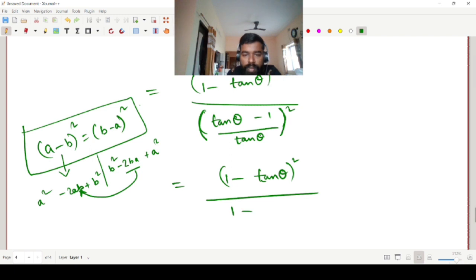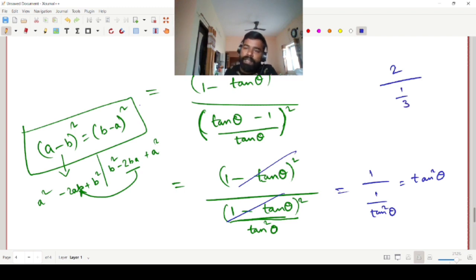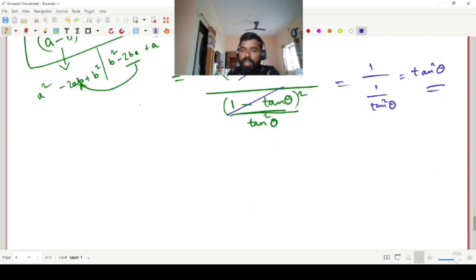So I'll write 1 minus tan theta whole square, and in the denominator we have tan square theta. I'm separating the power now. Then you see we can cancel these two parts, and we get 1 by 1 by tan square, and then it can be converted to tan square by the property we discussed in one problem. So it will go up, the same manner we did this. So again we reach the proof.